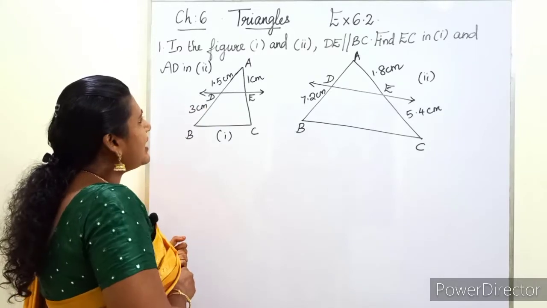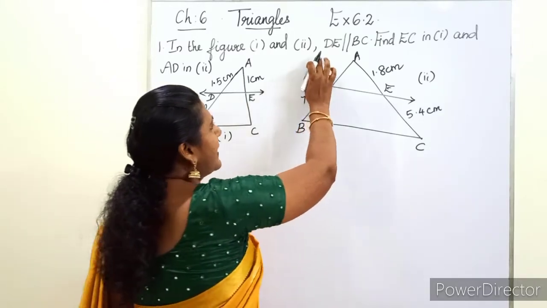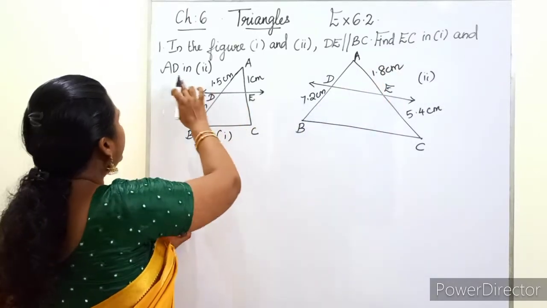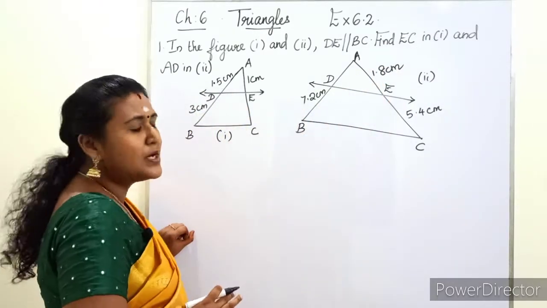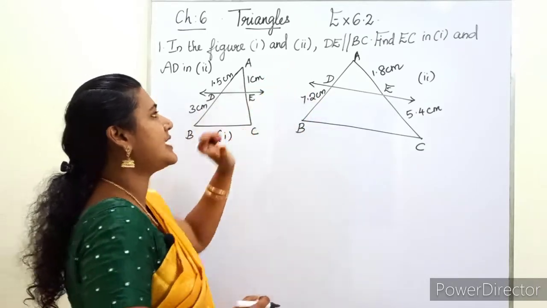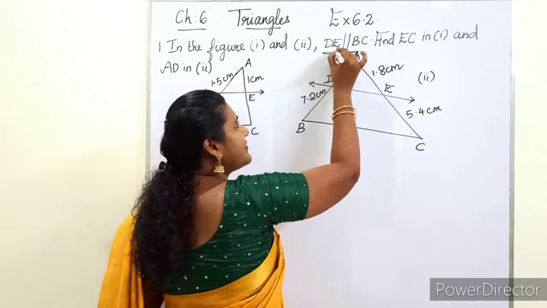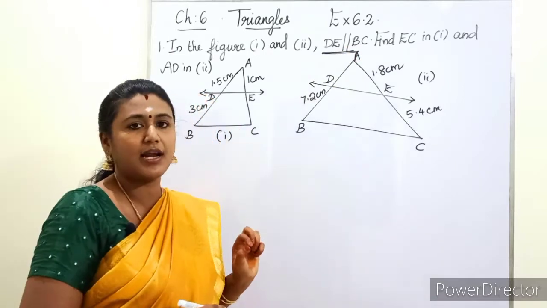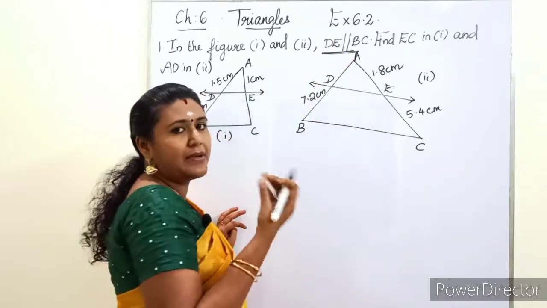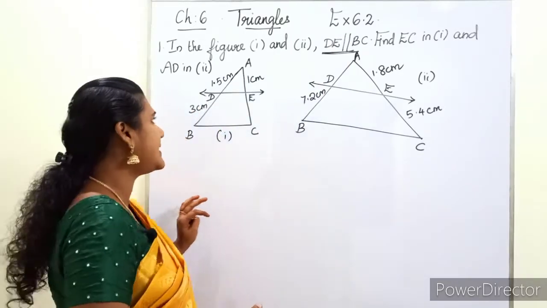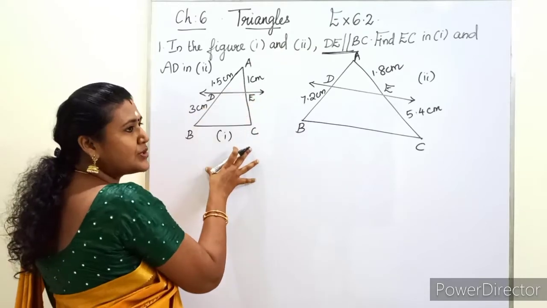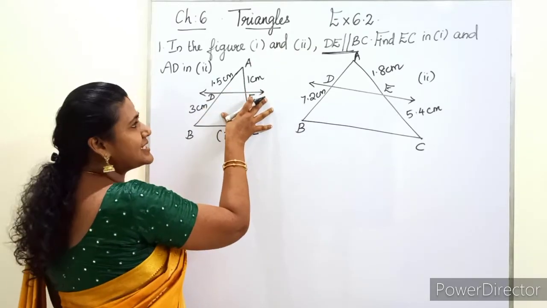In figures 1 and 2, DE is parallel to BC. Find EC in the first diagram and AD in the second diagram. So in this question, we are given two diagrams and one important condition, that is DE is parallel to BC. You know that this condition is needed for applying the basic proportionality theorem. Since this condition is given, first we will do the answer for the first diagram.